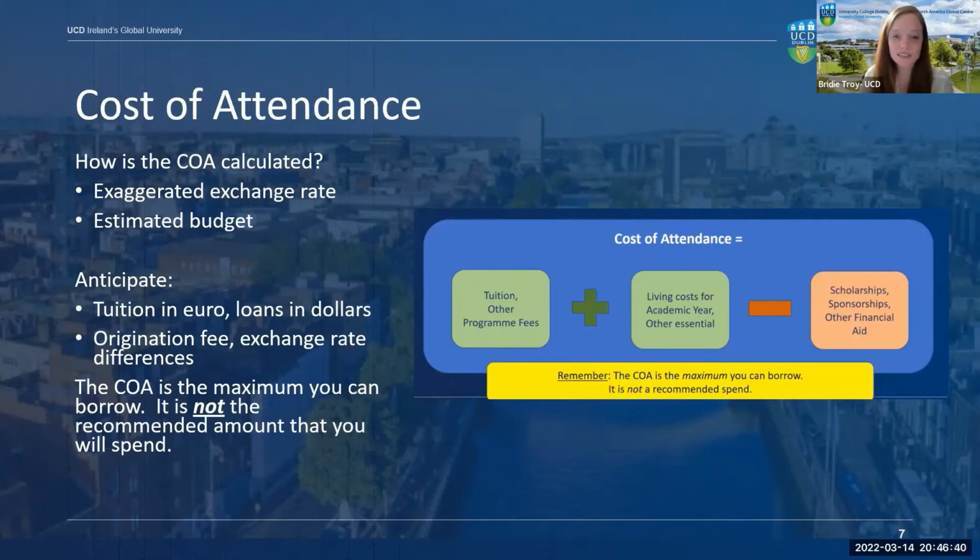So the COA does include this amount so that you know the exact amount in dollars that you will need to spend. It also includes the origination fee, which is attached to every loan, whether you take it at an international school or a domestic school. I often get students asking if we can waive this fee. I will say UCD does not see any portion of this amount. This is a fee that goes directly to the US Department of Education. So if we could, we would, but unfortunately, all students have to pay this as part of their loan agreement.